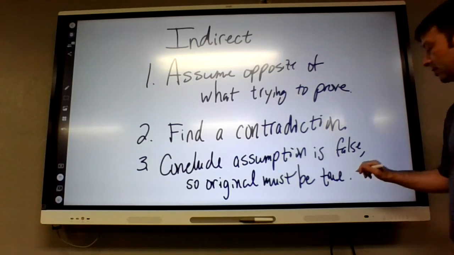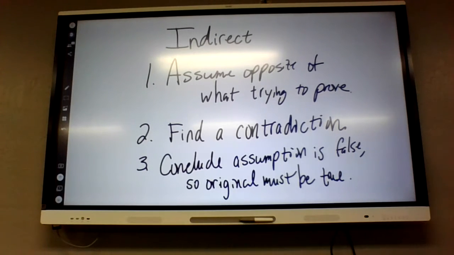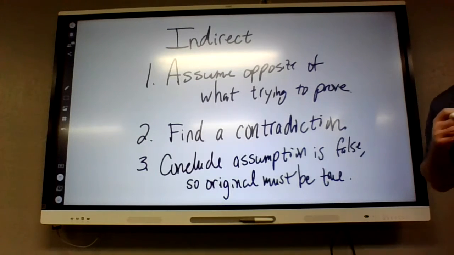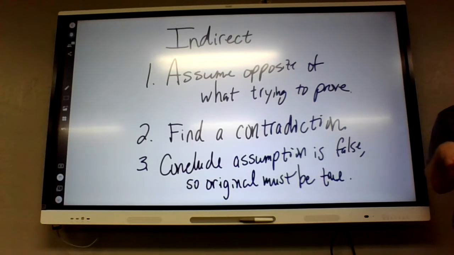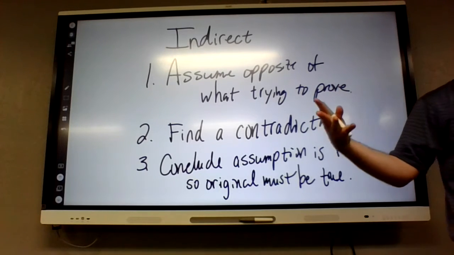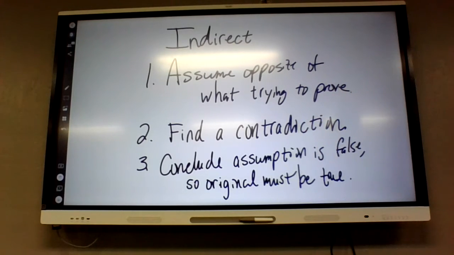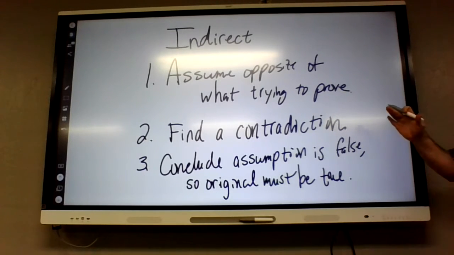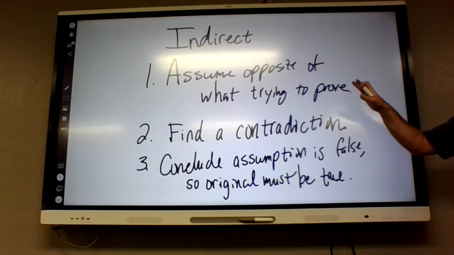Anyway, okay, let me give you an example. That might seem kind of vague and unclear. So let's say I was trying to prove it is sunny outside today. If I was trying to prove it indirectly, I would assume the opposite of what I'm trying to prove. So what's the opposite of it being sunny outside? So it's raining outside. So that would be my assumption. So let's assume it's raining outside.